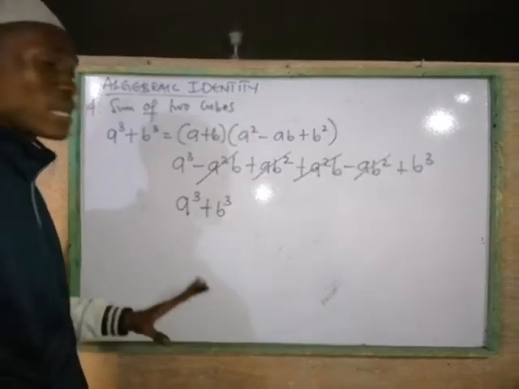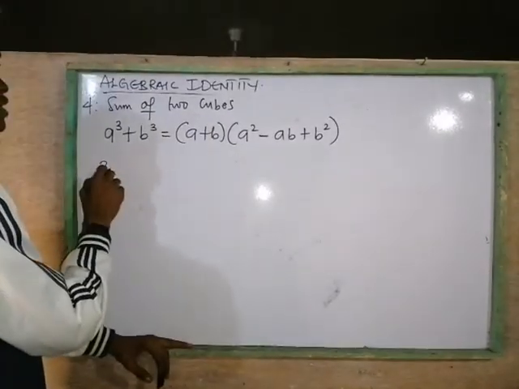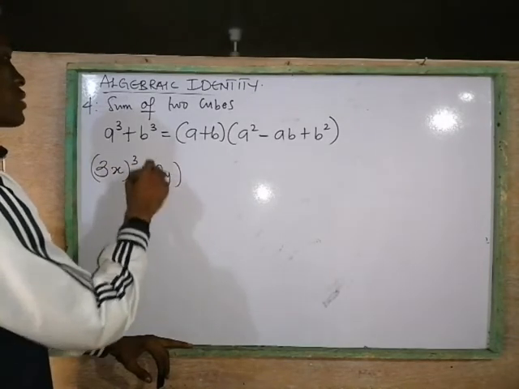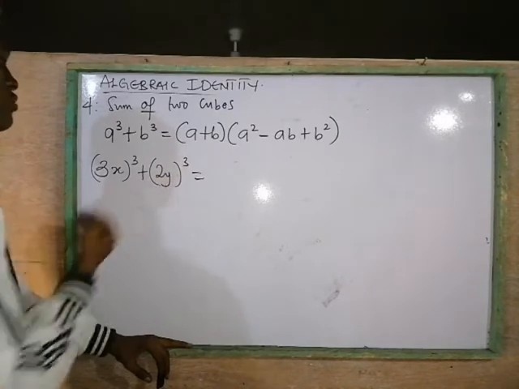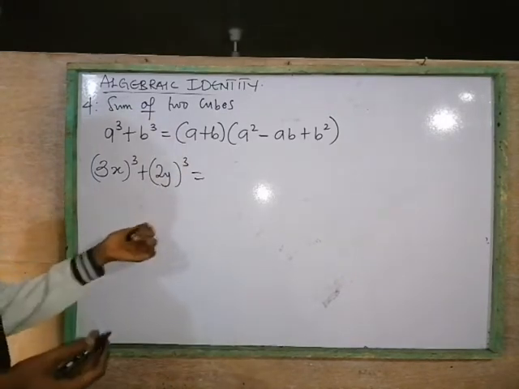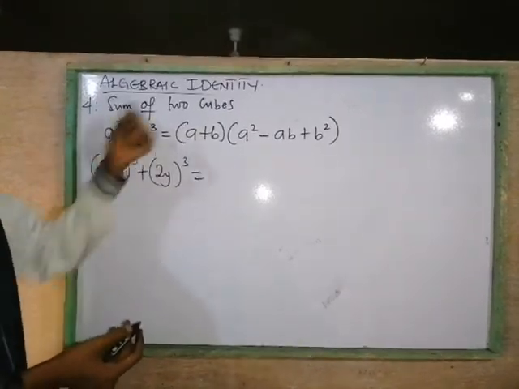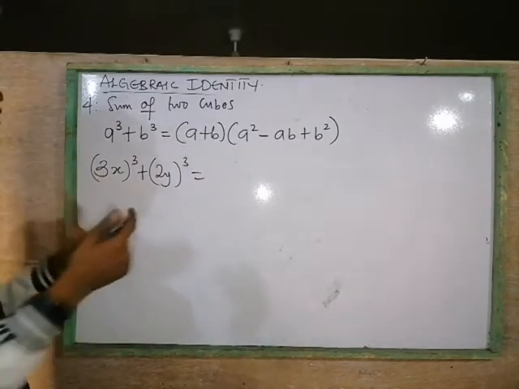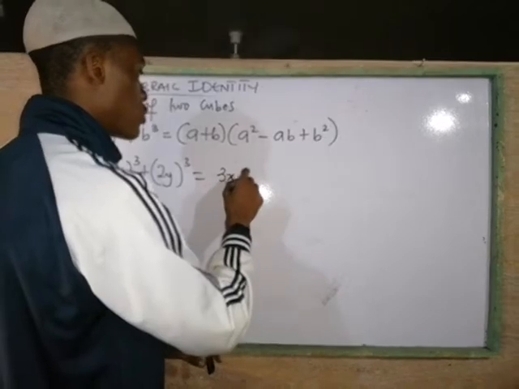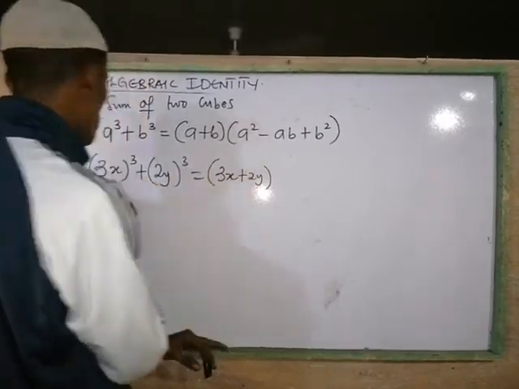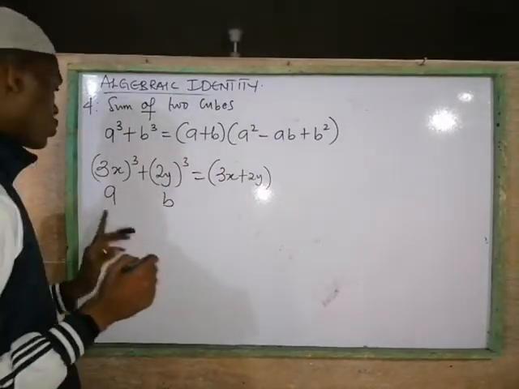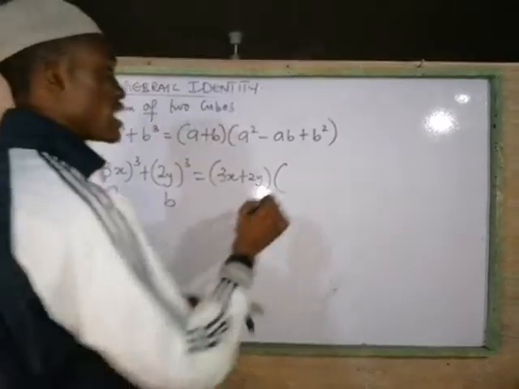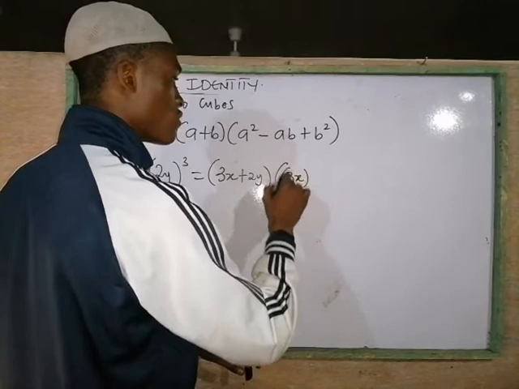So as an example, you might have 3x raised to the power of 3 plus 2y raised to the power of 3, and you have to factorize, or express this in its identity. So what you do is you pick 3x plus 2y first, because this is going to be your a, this is going to be your b. So a plus b first. Then you do a squared, which is (3x) squared. Don't forget, all squared.